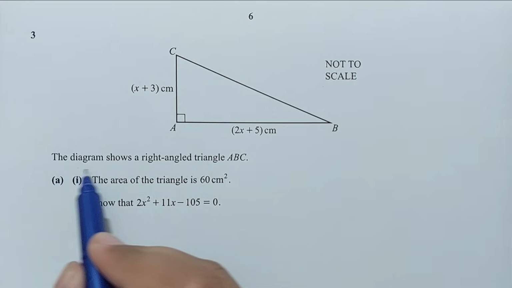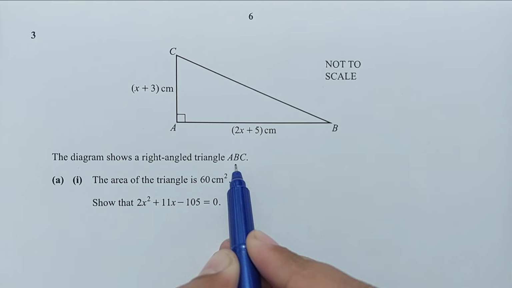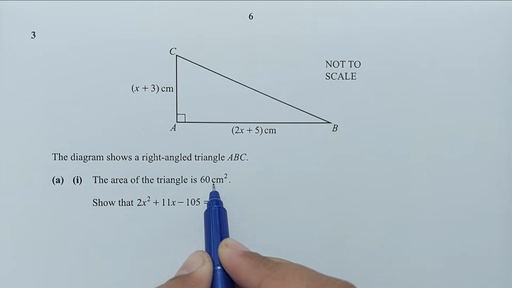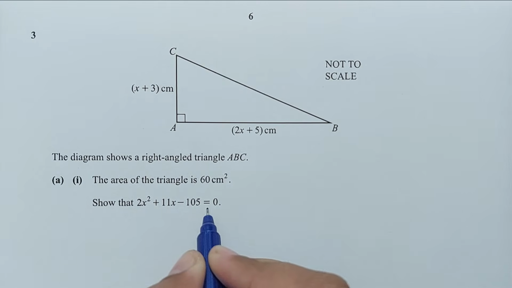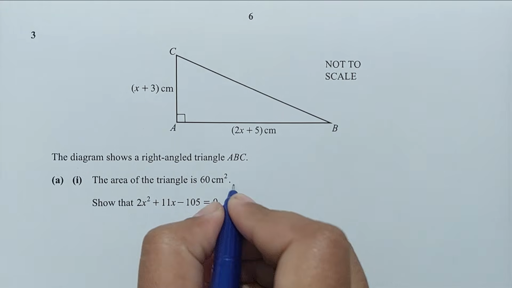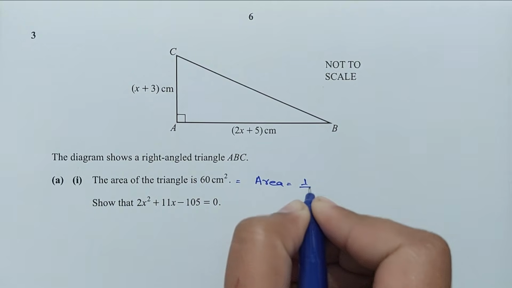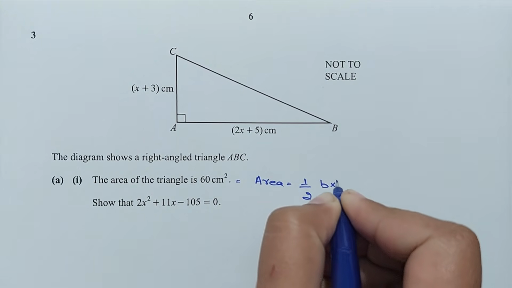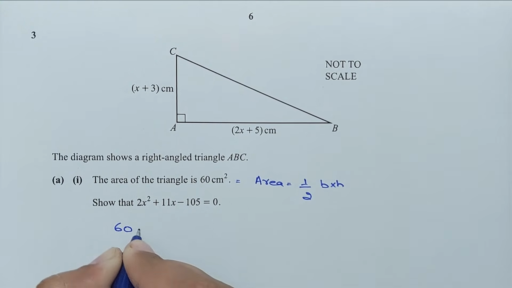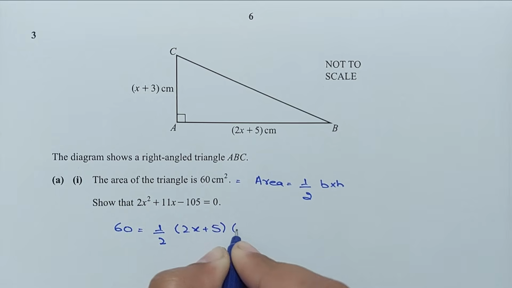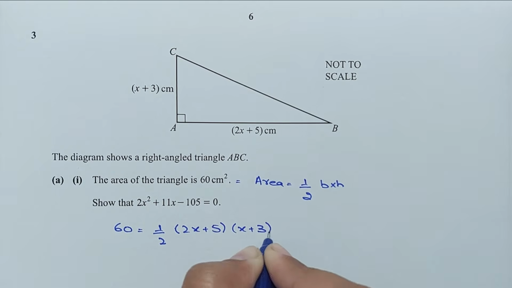Question number 3, the diagram shows a right angle triangle ABC. Part A, number 1, the area of the triangle is 60 centimeters square. Show that this equation holds. Okay, so the area of a triangle is equal to half base times height. Area is 60, half times the base. The base we have been given is 2x plus 5, and the height is x plus 3, right?